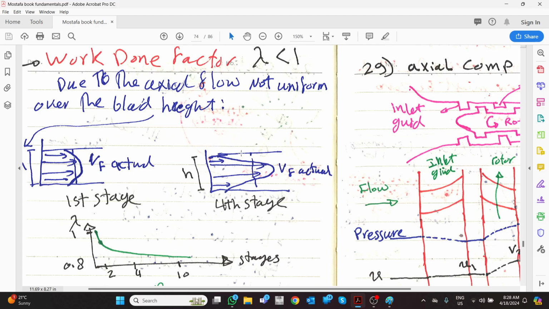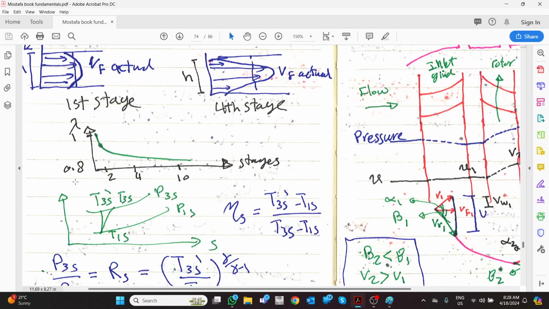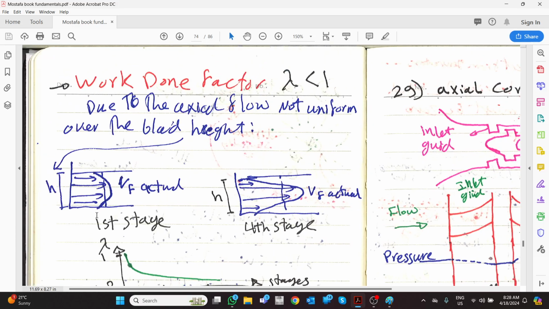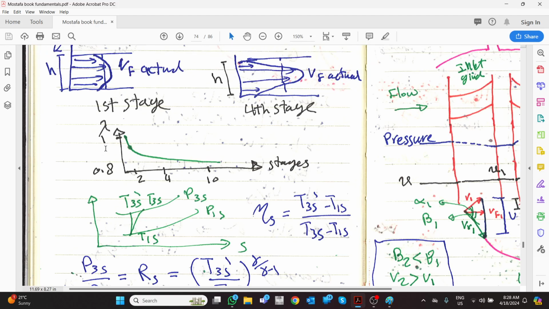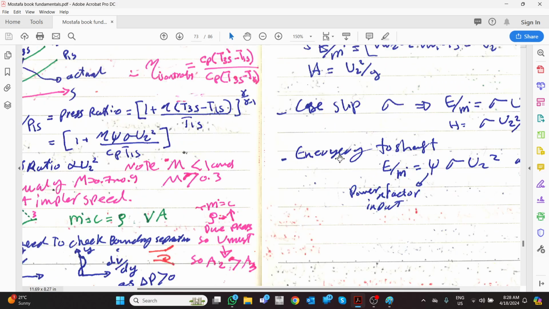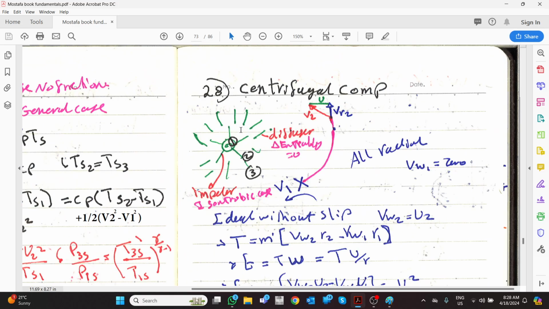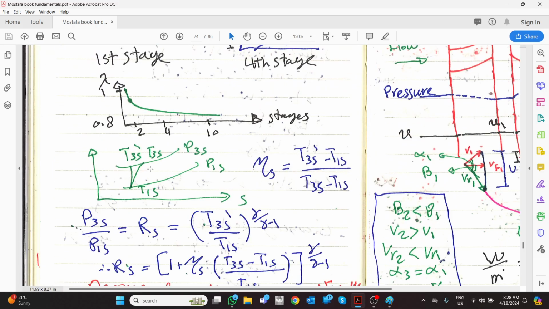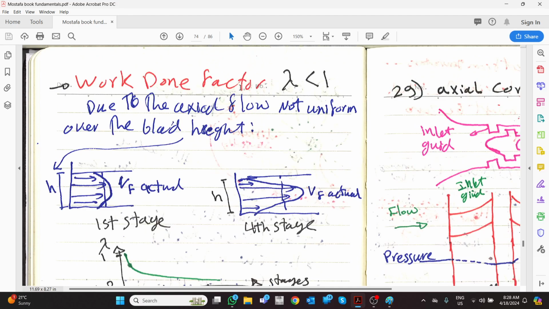Non-uniform flow happens, which means the resultant average velocity, because we assume the velocity is constant or a certain number, starts to be reduced more and more. This is shown as the work done factor, based on the non-uniformity of the flow. It goes from 1 to 0.8 when it goes to multi-stage. Why does it not happen here? We don't care about it because we have only one stage, where it is almost one, so no need to open it. Okay, at the centrifugal compressor.